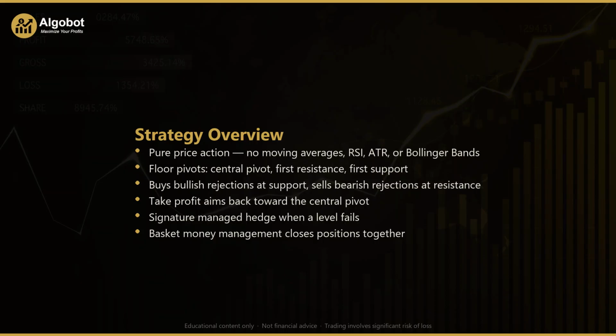The signature feature is the managed hedge. If a level fails instead of holding, the strategy stops fighting the move and opens an opposite leg to ride the breakout the other way. The locked pair is then closed together using basket money management, once the combined floating result reaches a chosen target.